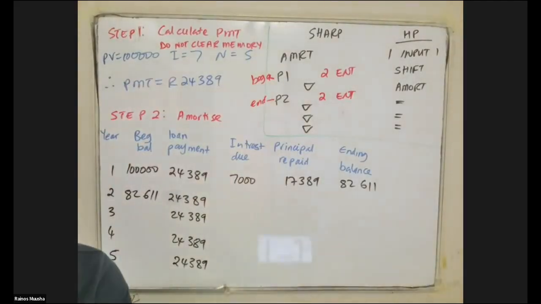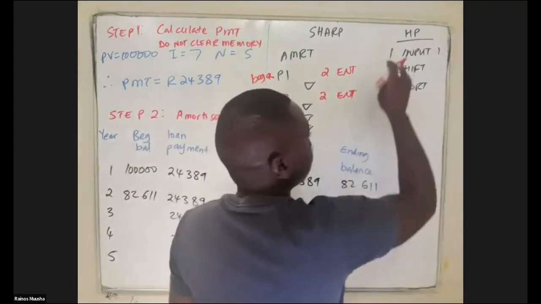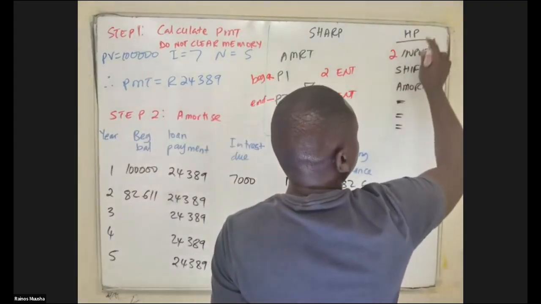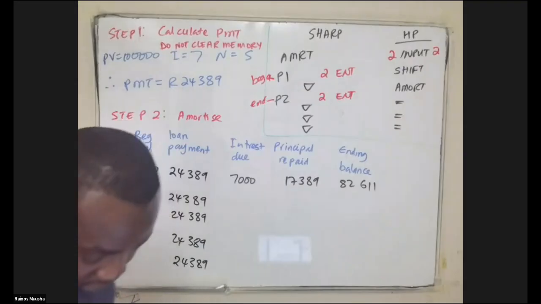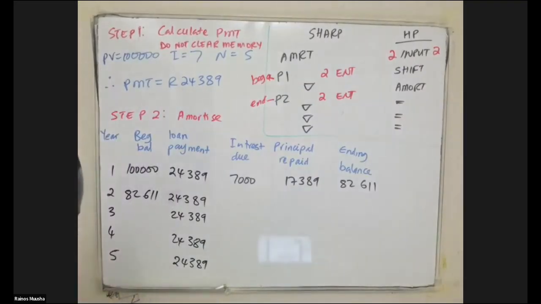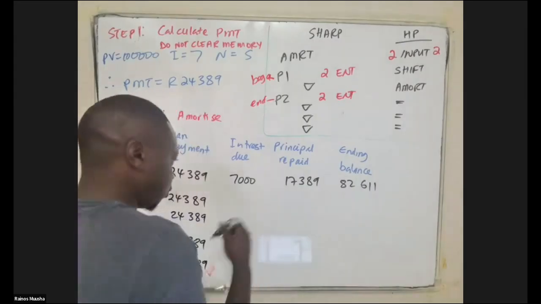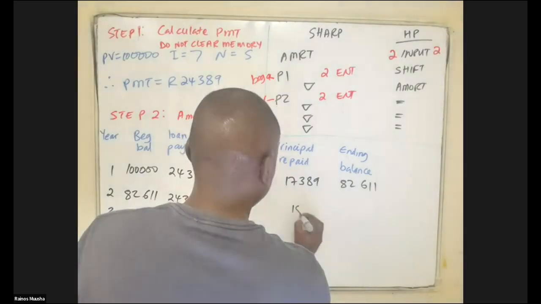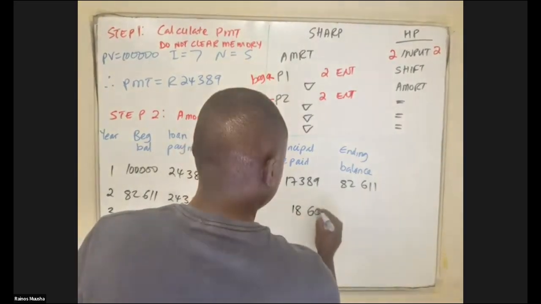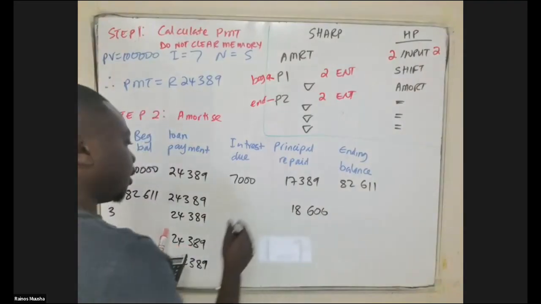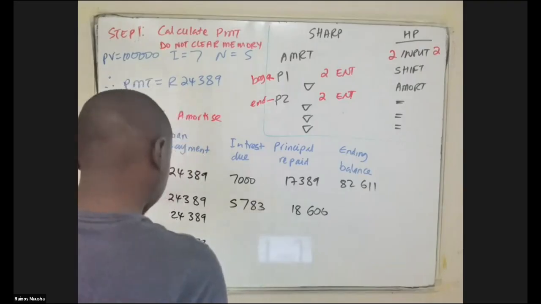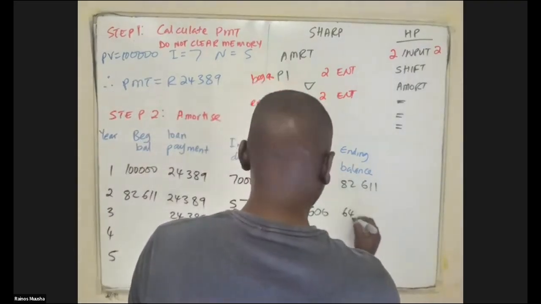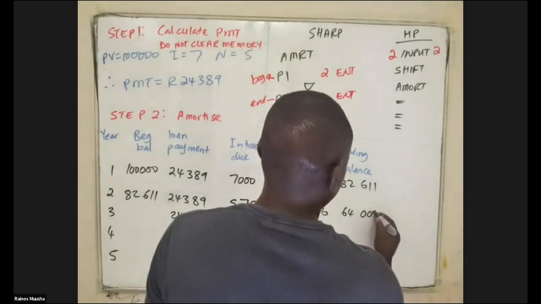Then if you're using the HP calculator, you are just simply going to say 2, you press the input button, then you press 2 again, shift amount, and if you keep pressing the equal sign there, it will now give you exactly the amortization for period 2. And you see that your principal amount should be equal to 18,606. Your interest would be 5,783, and your balance will be 64,005.